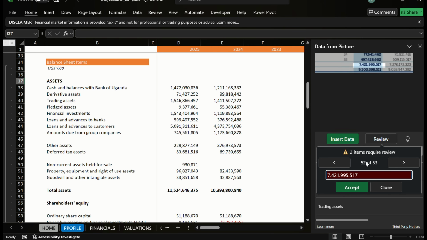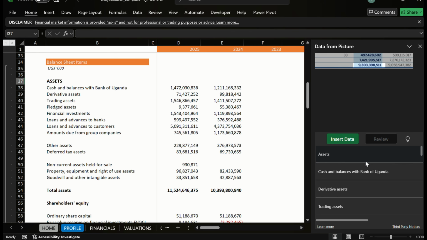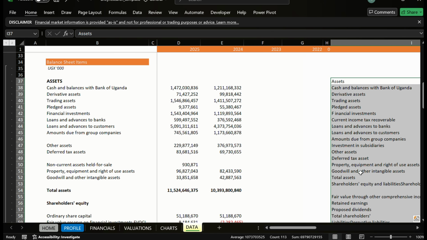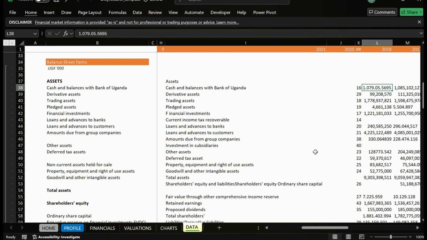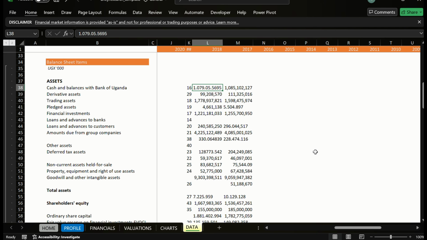Okay, we're almost there. Accept. Okay, accept and then insert the data. Let's just insert it. I'm not responsible for anything. So cash and cash equivalents. Sorry, how didn't I see this? Okay, see, this is what I'm saying now.